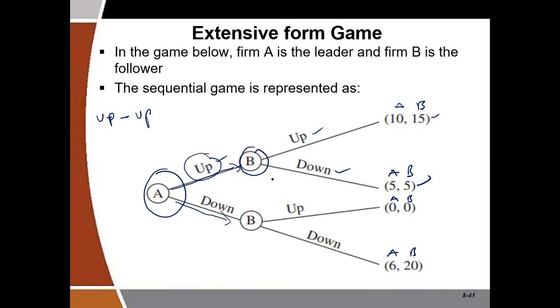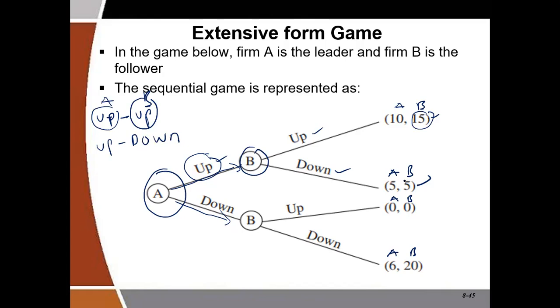Now, if B moves, it now becomes up, down, because remember, the first notation here is for A and the second is for B. So if B goes down, it now becomes up, down. That means that B would have reduced his payoff from 15 to 5. He will not do that, so he will not move.